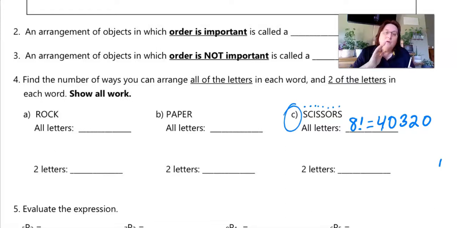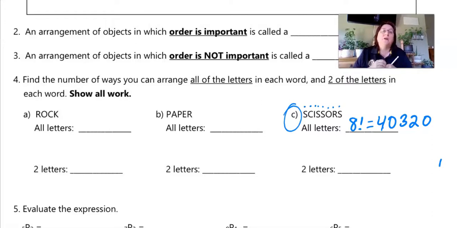Now, what if we just take 2 of the letters? If we take 2 of the letters, is the order important or not important? What do you guys think? The order is important because if we're only taking 2 of the letters, we could either take S and C, but then if we do S first, then C can't be first, can it? So this would be a permutation.